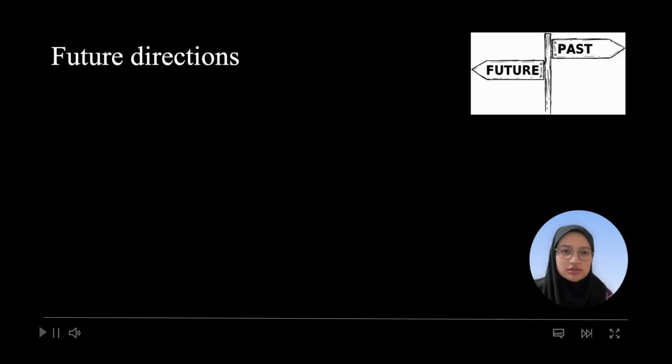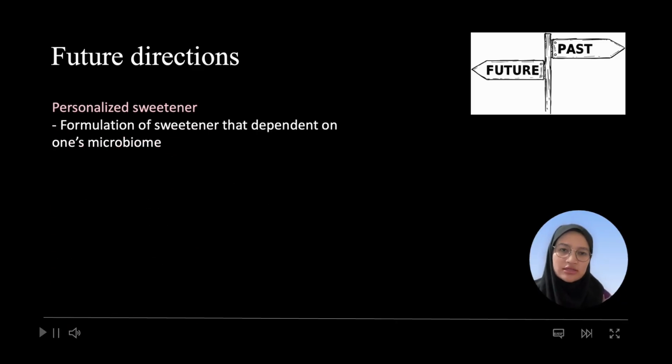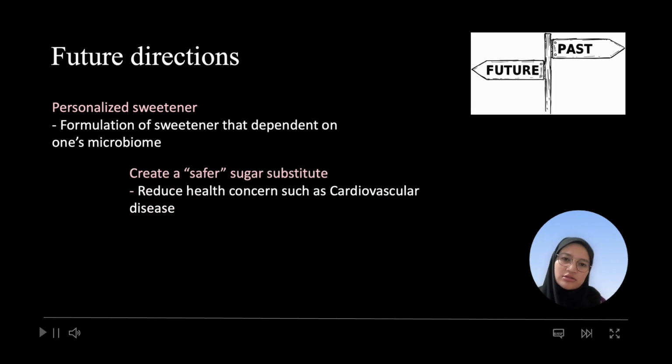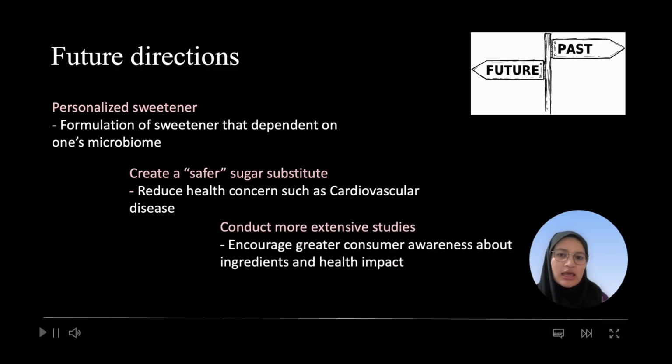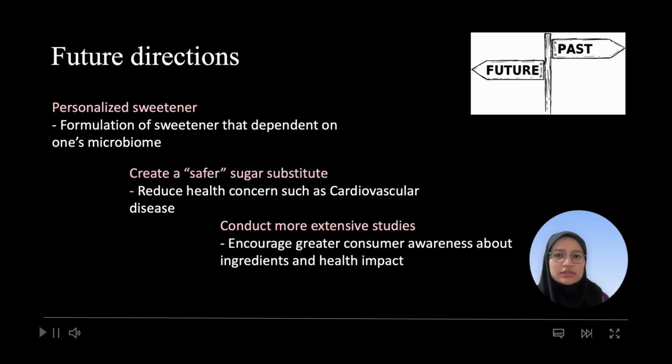So there are several directions to improve the use of artificial sweeteners. First, we can develop personalized sweeteners, formulations of sweeteners that depend on one's microbiome, to ensure a better and safer metabolic response. Second, researchers should aim to create safer sugar substitutes that reduce long-term health concerns such as cardiovascular disease. And finally, it's important to conduct more extensive studies and promote consumer awareness so that people better understand the ingredients and health impacts of what they consume.